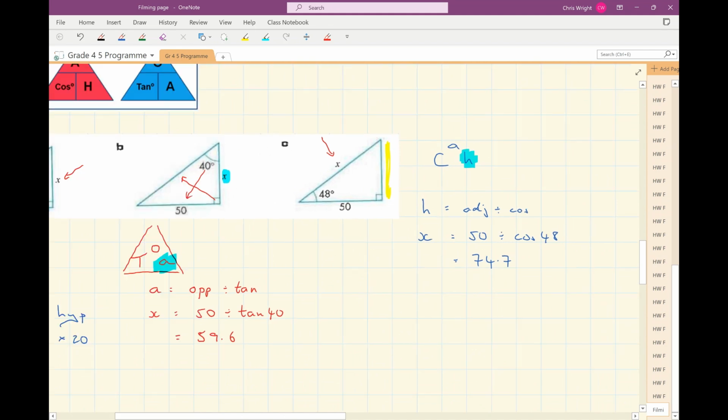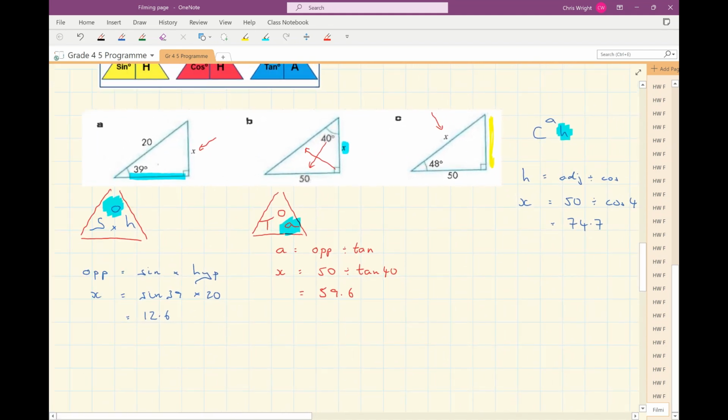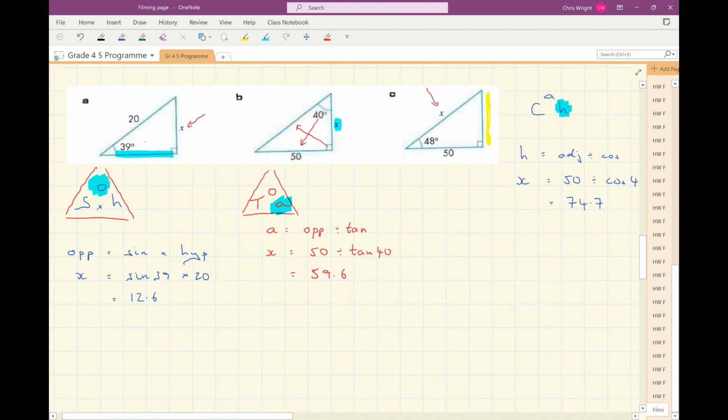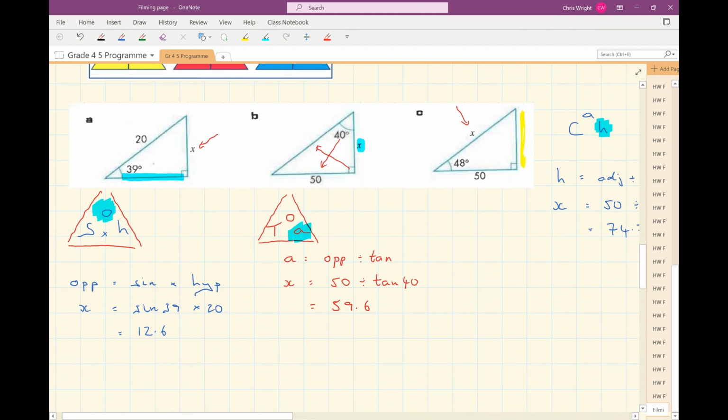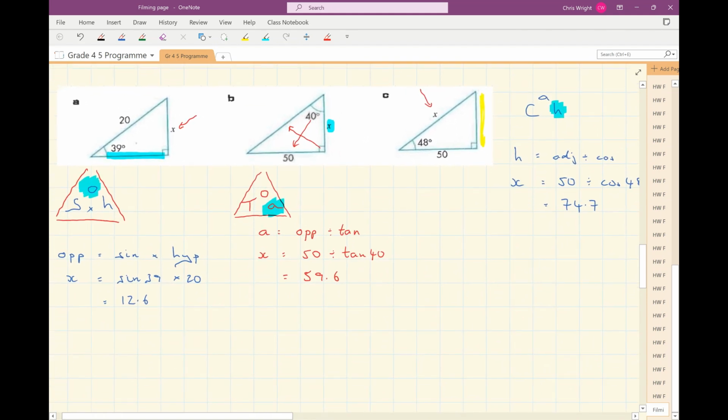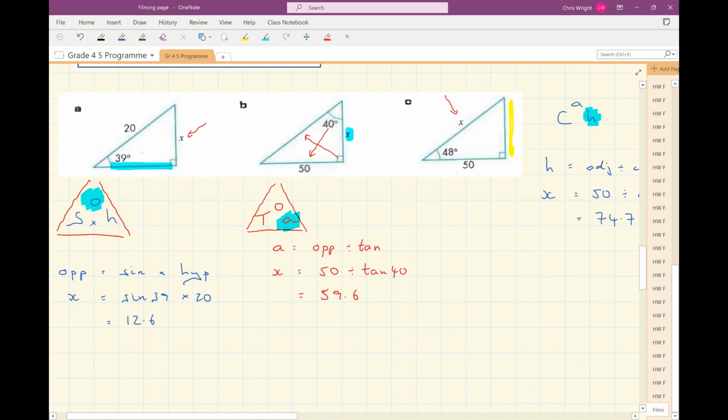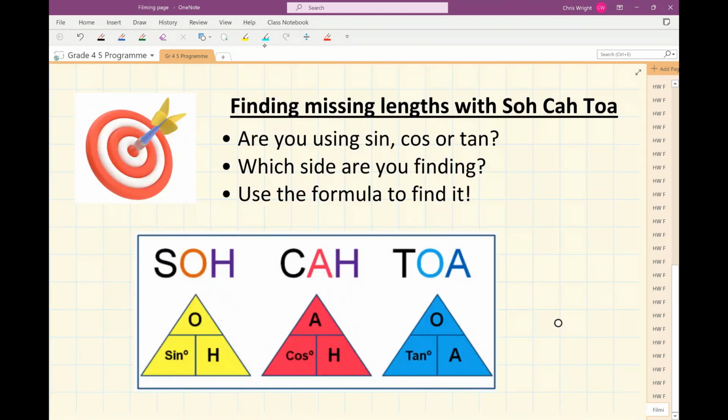So there are 3 examples, and all I've done is ask myself, firstly, which side is not involved, because then I know whether to use sine, cos, or tan, and then I've asked myself, which side am I calculating? And so here's your reminder, how to find missing lengths using SOHCAHTOA. First of all, decide whether you're going to use sine, cos, or tan. Ask yourself which side is not involved, and therefore choose sine, cos, or tan. And then ask yourself, which side are you finding? Get hold of the formula from the formula triangle and find your missing side.